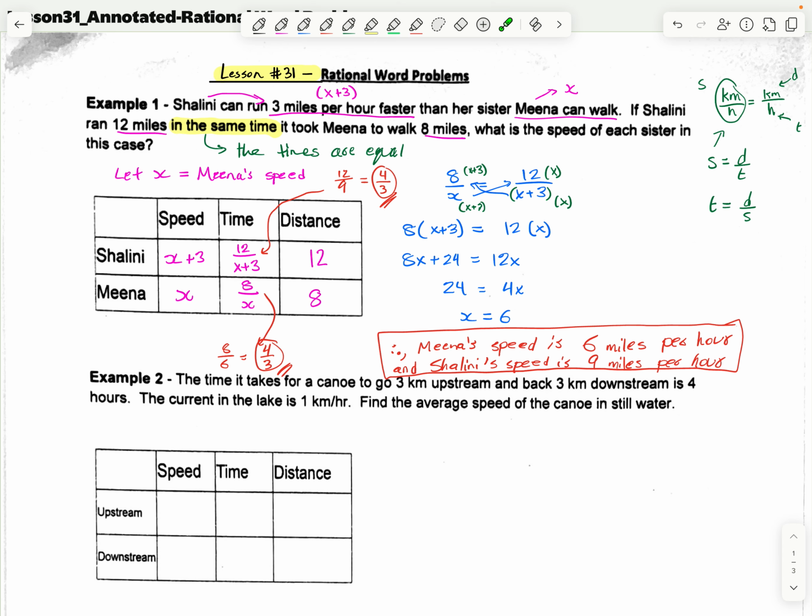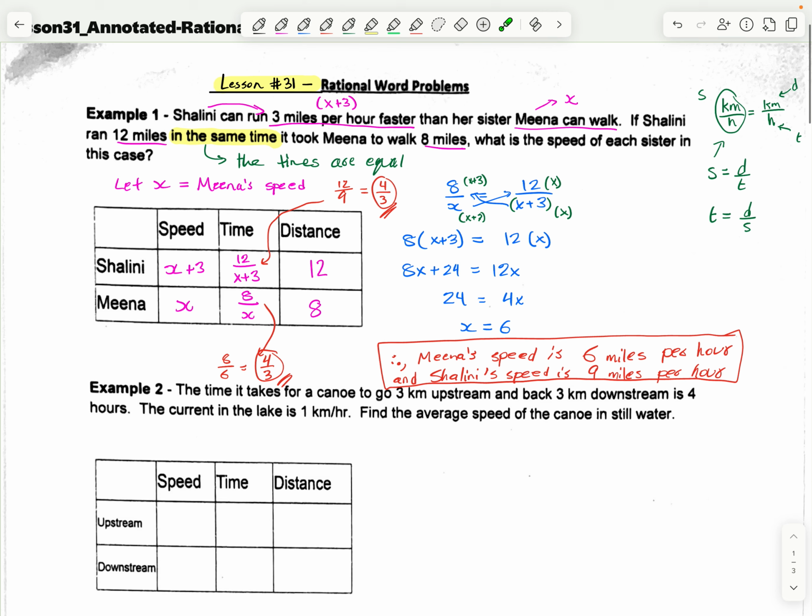Okay, sounds good. And just a very common mistake that we see for this type of problem is mixing up who's faster. Just be careful, right? If Mina is walking and Shalini is running, then Shalini must be the one with the x plus 3, right? It's not the other way around. And when the problem says same time, set the time expressions equal to each other, just like we did here. Okay, so that's that problem fully solved.